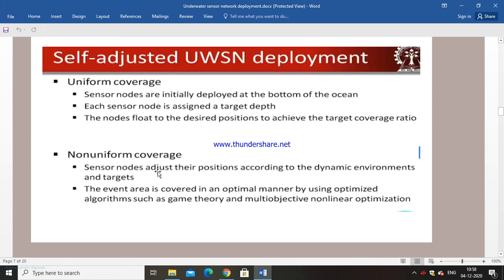Non-uniform coverage: sensor nodes adjust their position according to the dynamic environment and targets. The event area is covered in an optimal manner by using optimization algorithms such as game theory and multi-objective nonlinear optimization.